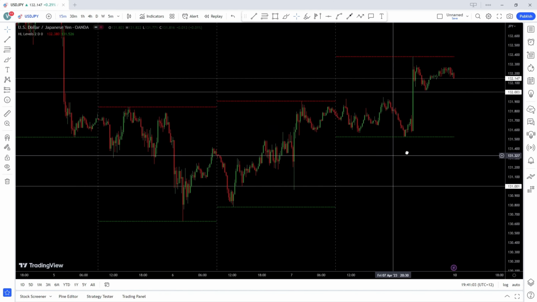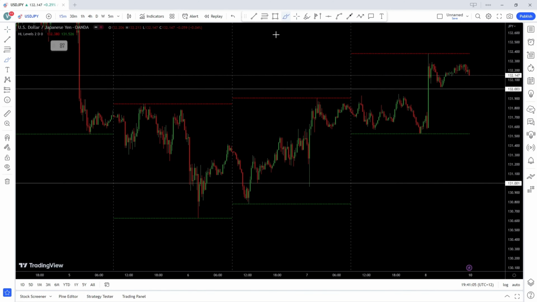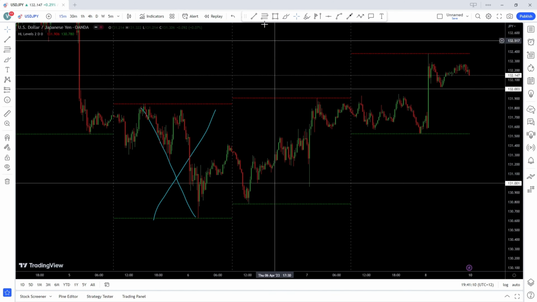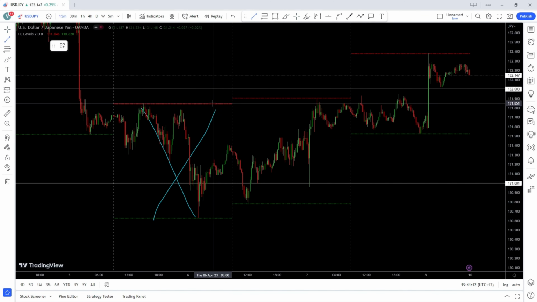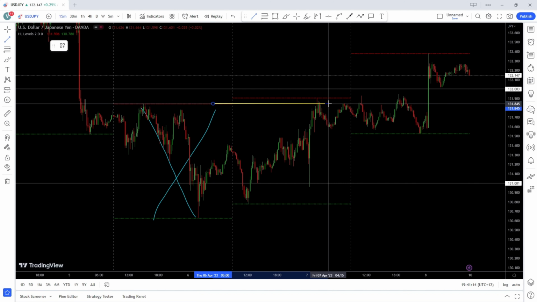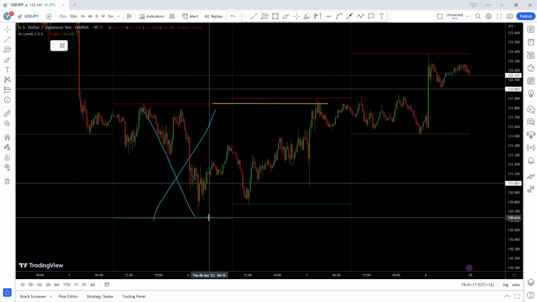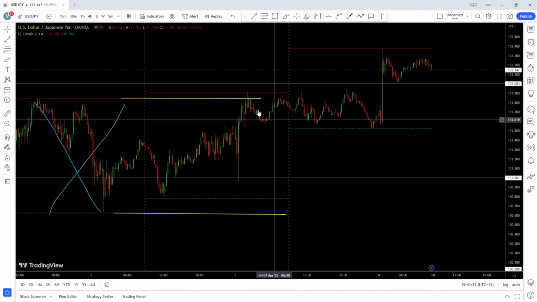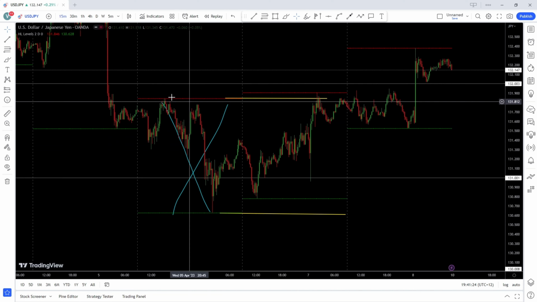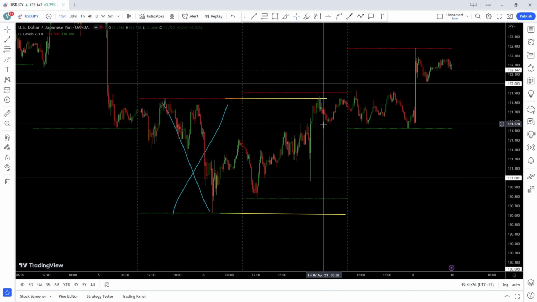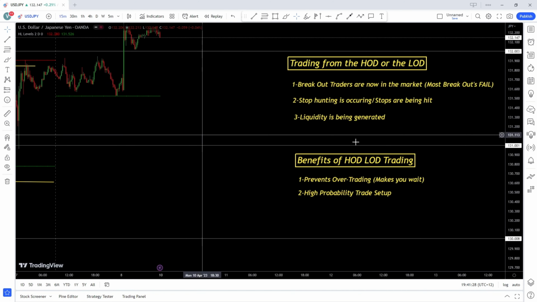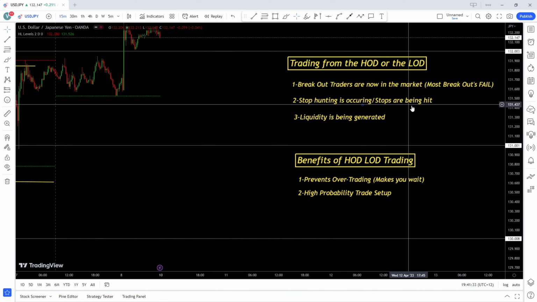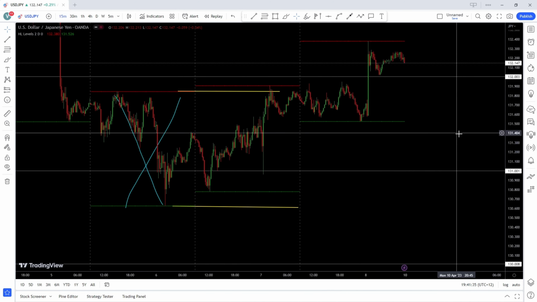If I just show you how frequently this happens, we're looking at this day over here as well. All we need to do is mark out the high of the day and mark out the low of the day. You can see over here they come up and take out the high of the day. They take out all these sellers' stops and trigger breakout traders. So going back to this, most breakouts fail. Stop hunting is occurring, stops are being hit, liquidity is being generated.